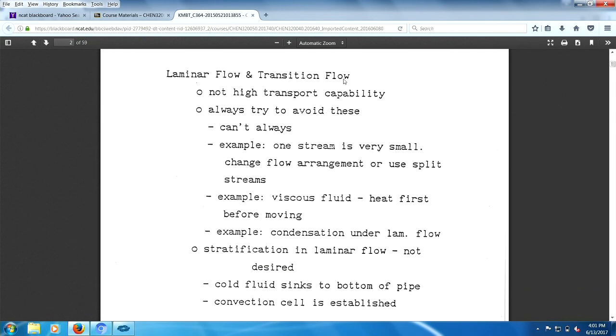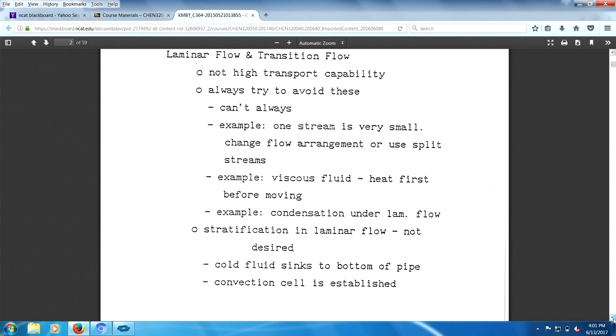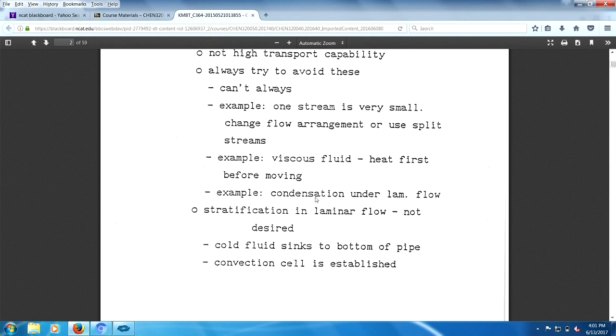Laminar flow, transition flow, not high transport capabilities. You want to try to avoid these. Unfortunately, you can't. One stream is very small. Change flow regime splits the viscous heating first, maybe. See, in laminar flow, you have viscous fluids, so you need to get those hot as soon as possible, get them moving. Condensation under laminar flow, not a great idea, right? You don't want any film growth condensation. Anyway, stratification, not a good idea.